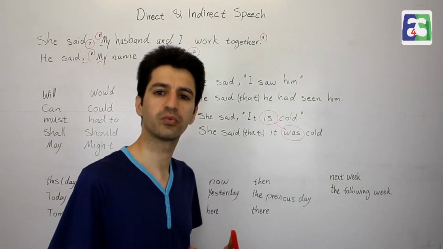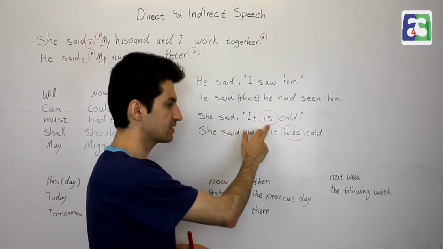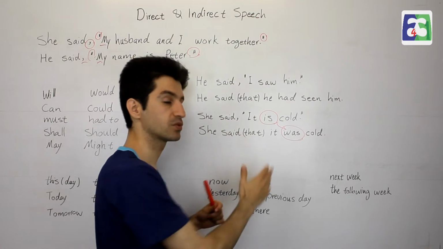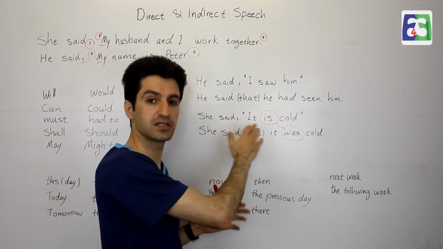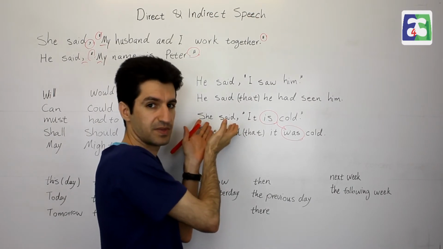So what is the rule? What is the formula over here? She said it is, and I changed it to it was. Why? Well, because we are talking about something in the past. She said, this is past, okay? The time of the sentence is past.